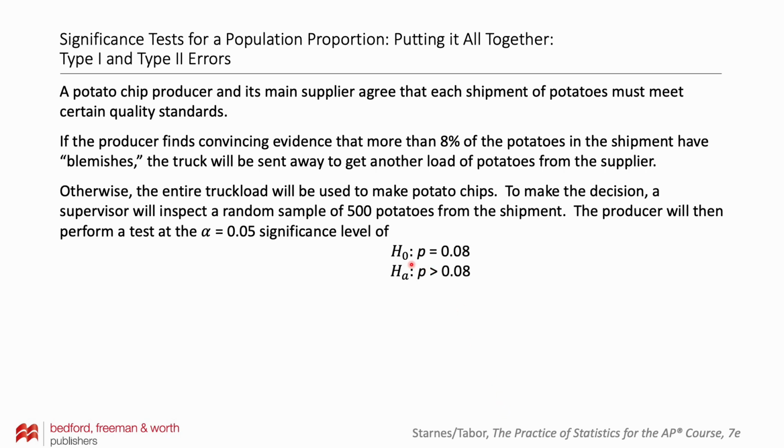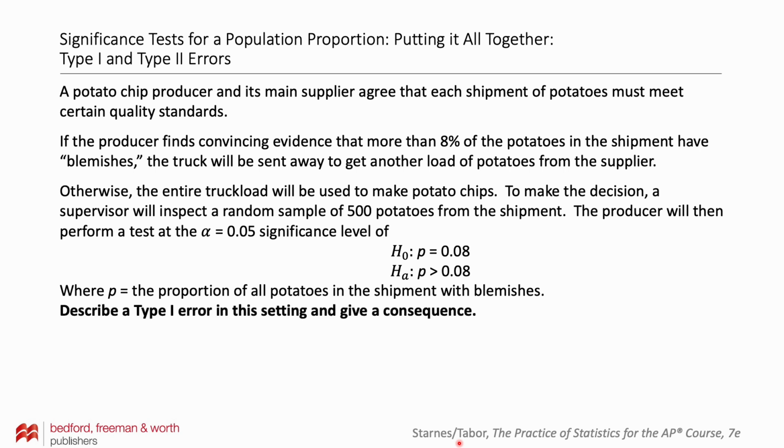Our null hypothesis, and we're talking about proportions, so p is equal to 0.08, and our alternative is that p is greater than 0.08. So remember here I said convincing evidence that more than 8% of the potatoes in the shipment have blemishes. So that's why we're putting a greater than symbol there, where p is equal to the true proportion of all potatoes in the shipment with blemishes. Describe a type 1 error in this setting and give consequences.